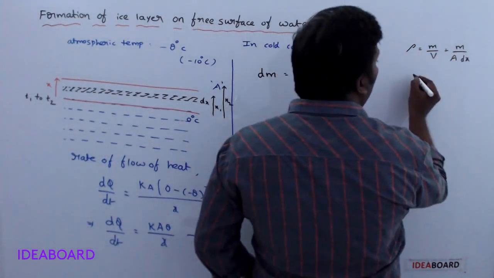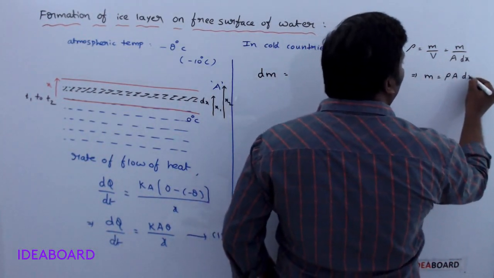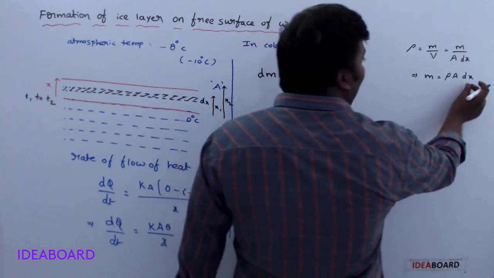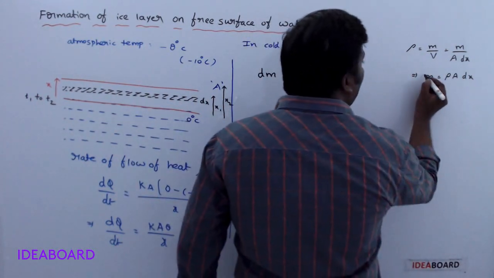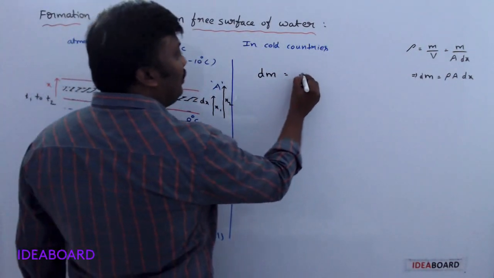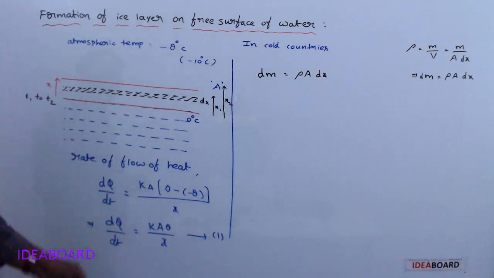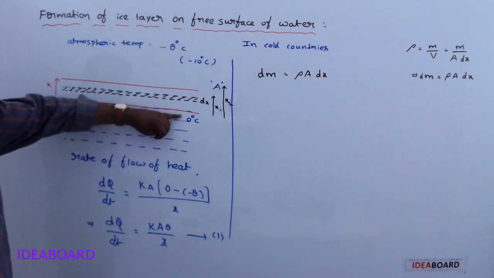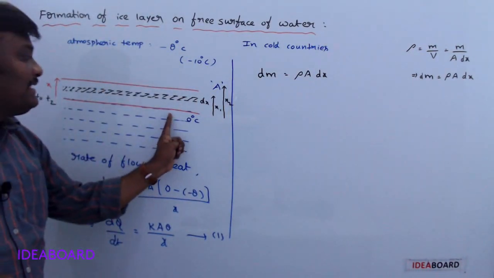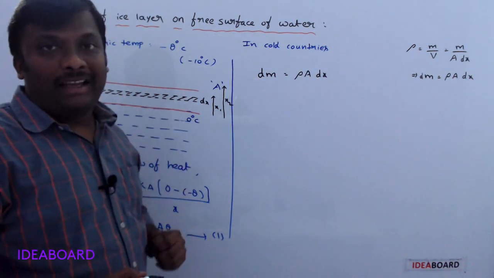So what is the formula for m now? m is equal to rho A dx. You write only about dx, that's why the mass is written as dm. So what is the value of dm now? Rho A dx. Understand now? So here, heat flows from here to here. That means some water now freezes into ice.